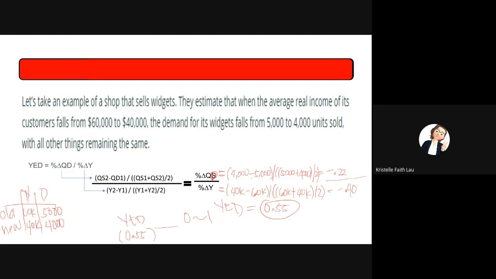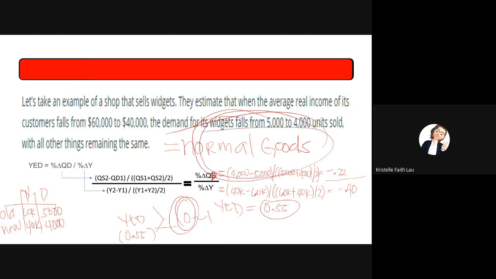Now, ang YED natin is greater than what? It's greater than 0. So it means, ang interpretation nitong problem natin is nasa normal goods siya. Okay, so now let's proceed to the last natin na type of elasticity.